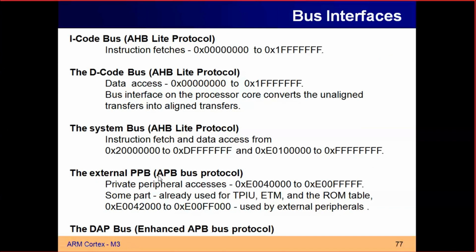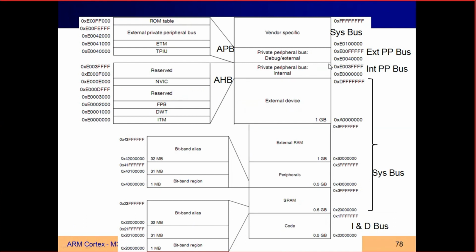Finally, you have the external private peripheral bus, that is used for accessing this memory location and some part already used by this location. You can see here. So the external private peripheral bus is used for accessing this part. The internal private peripheral bus is used for accessing this part, this location. What are these contents? These are the peripherals that can be accessed using the internal private peripheral bus. The external private peripheral bus is used to access these components. Generally, the private peripheral bus is used for interfacing debug components.